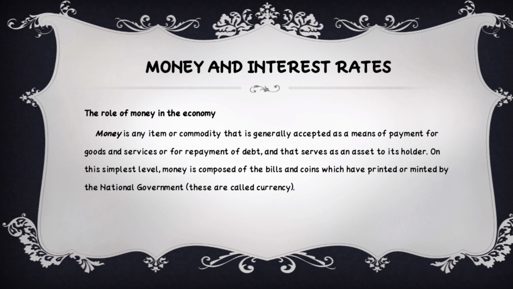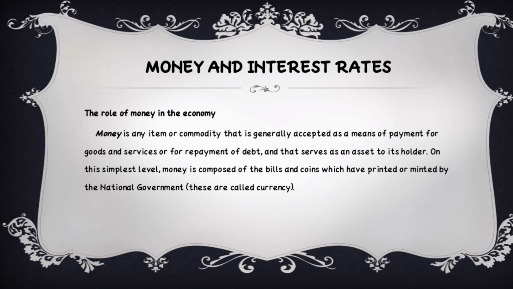Money is any item or commodity that is generally accepted as a means of payment for goods and services or for repayment of debt, and that serves as an asset to each holder. On the simplest level, money is composed of the bills and coins which have been printed or minted by the national government.